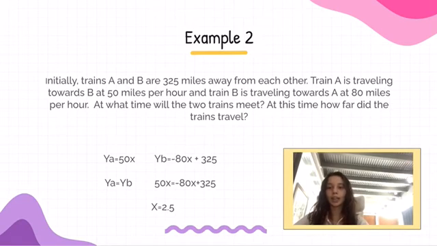Initially, trains A and B are 325 miles away from each other. Train A is traveling towards train B at 50 miles per hour, and train B is traveling towards train A at 80 miles per hour. At what time will the two trains meet? At this time, how far did the trains travel?